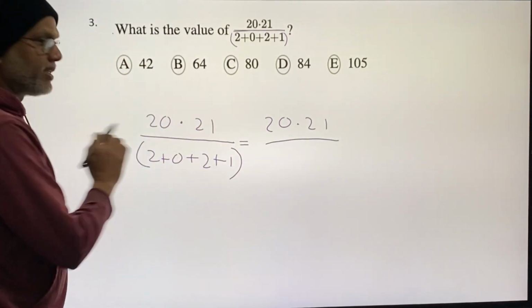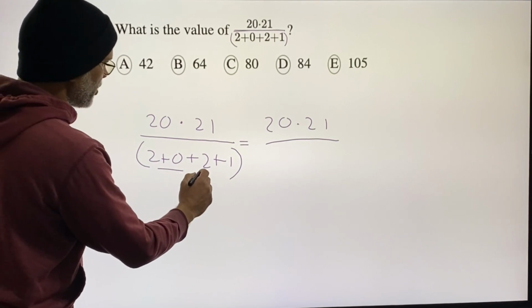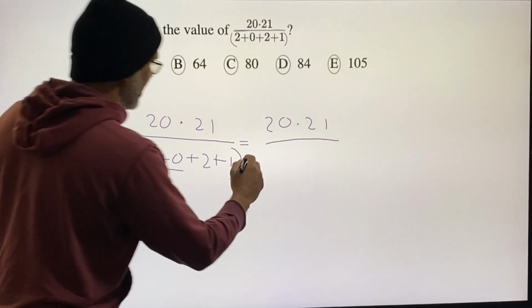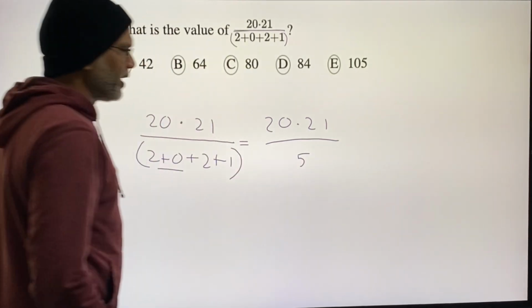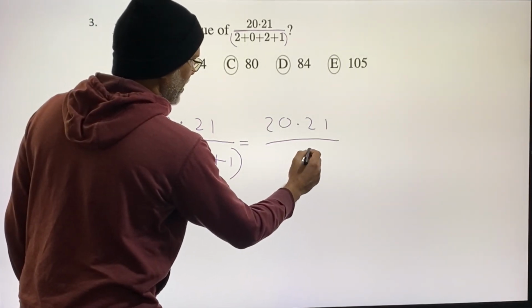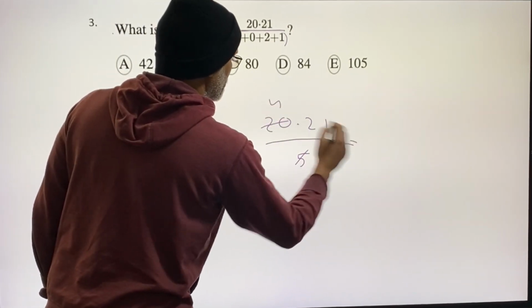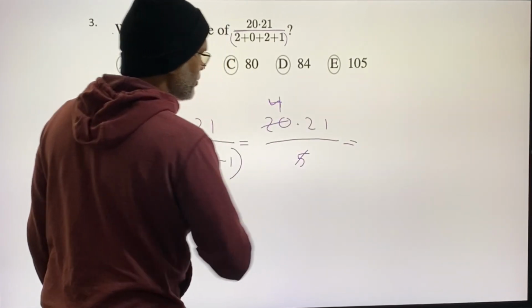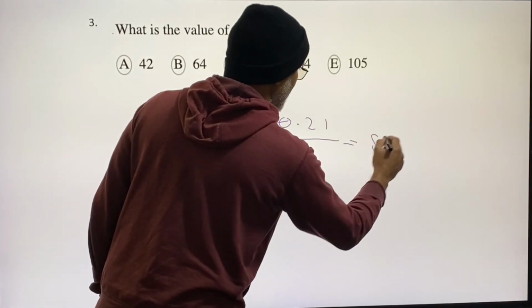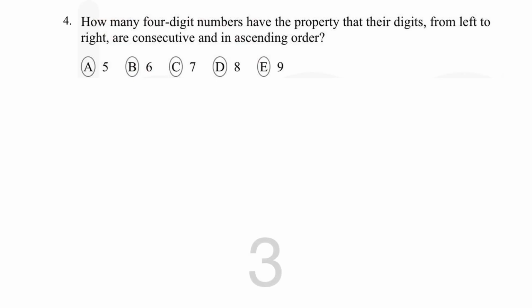I'll evaluate the parenthesis first. So 2 plus 0 is 2, plus 2 is 4, plus 1 is 5. So this is going to be 5. Now, I can first divide 20 by 5. So this will be 4. Then 4 times 21 is 84. Then D is the correct choice.